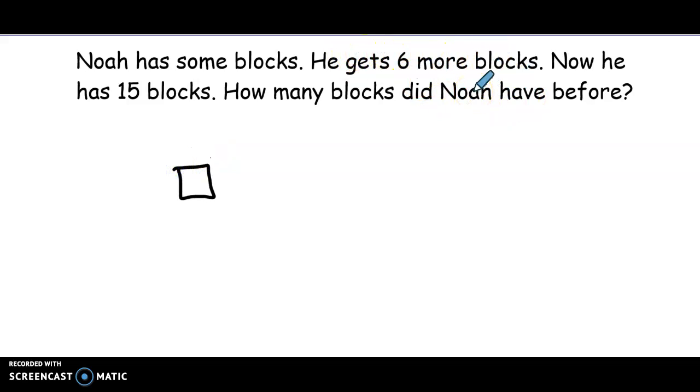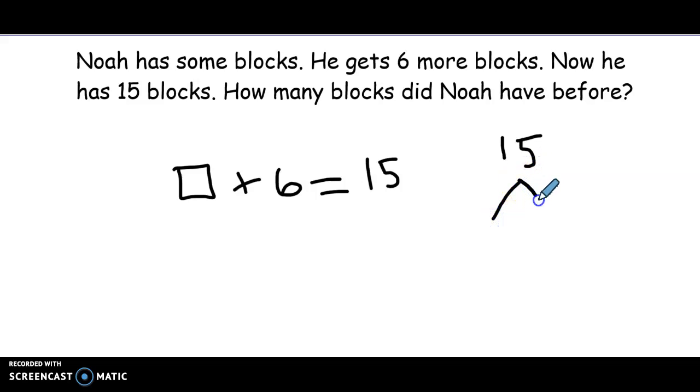If he's getting 6 more, does that sound like adding or subtracting? Yep, you're right. It's adding, and it added 6 more. Now he has 15. Okay, that's the total number he has at the end. How many blocks did Noah have before? Okay, so we know that there are many ways to solve this problem. We could also make a math mountain because some people are more familiar with that. We know that 15 is a total, so it goes at the top.